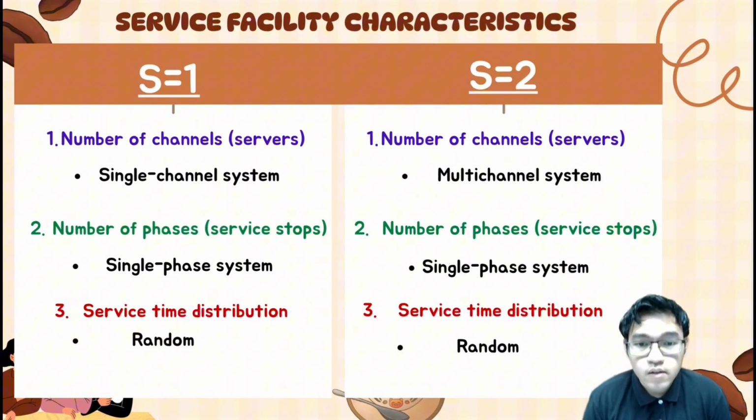For service facility characteristics, the initial system uses only one counter, which is S equals 1. So the number of channels is a single channel system because the cafe has only one open counter. And the number of phases is a single phase system, where the customer only receives service from one station, and the service time distribution is random. And when the cafe added another counter, which is S equals 2, the number of channels is a multi-channel system because the cafe now has 2 open counters. And then the number of phases is still a single phase system, and the service time distribution is still the same, which is random.